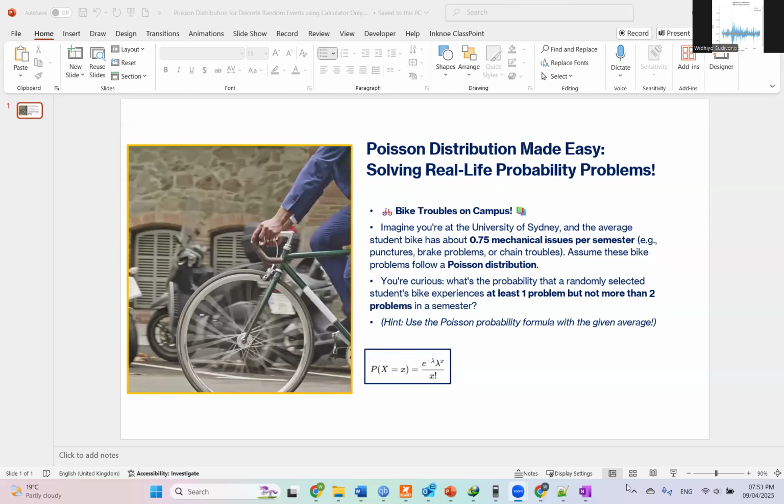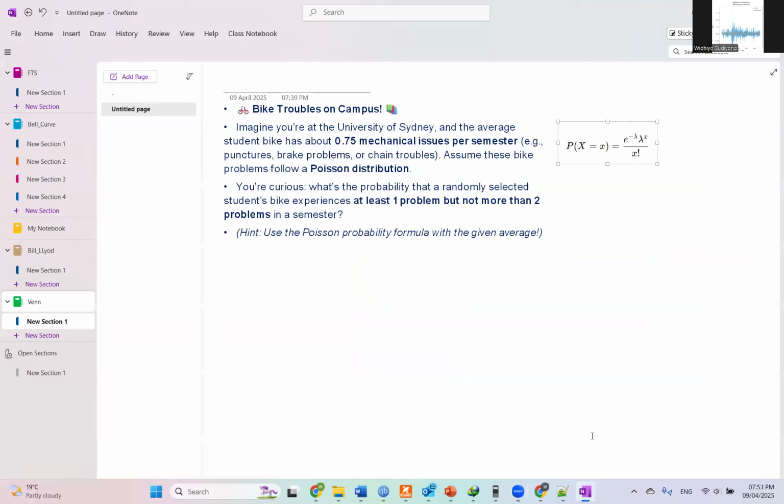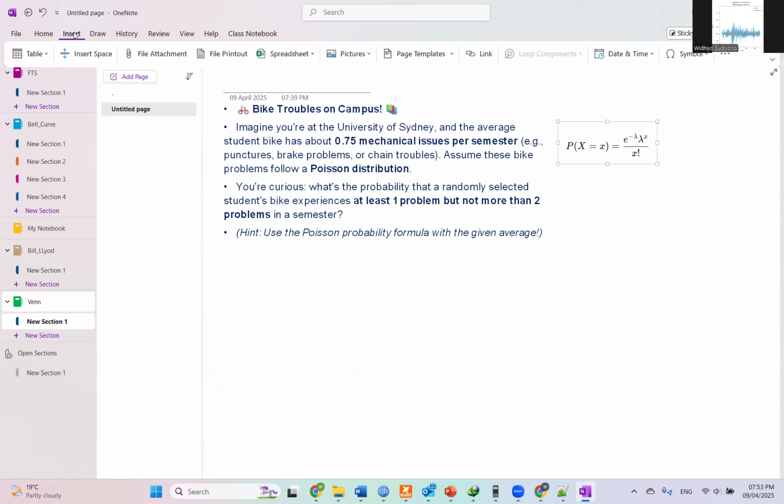Okay, let's move to OneNote. So in here, I've moved the problem into OneNote. Remember, this is the formula for Poisson. So in here, they ask us to find the probability for x between 1 and 2 inclusive.